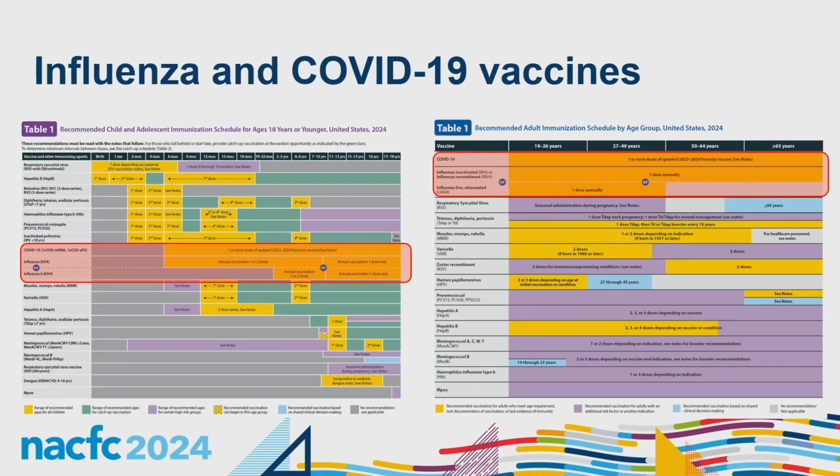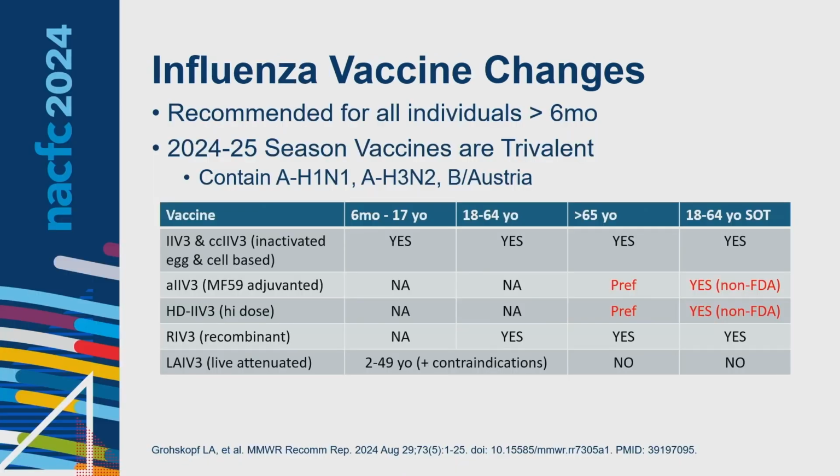There have also been recent changes in influenza and COVID-19 vaccines that I wanted to mention briefly today. First, there's been a proliferation of types of influenza vaccine that are available, and who those vaccines are recommended for varies based on the type of vaccine. In the US, influenza vaccination is recommended for all individuals age 6 months and up.